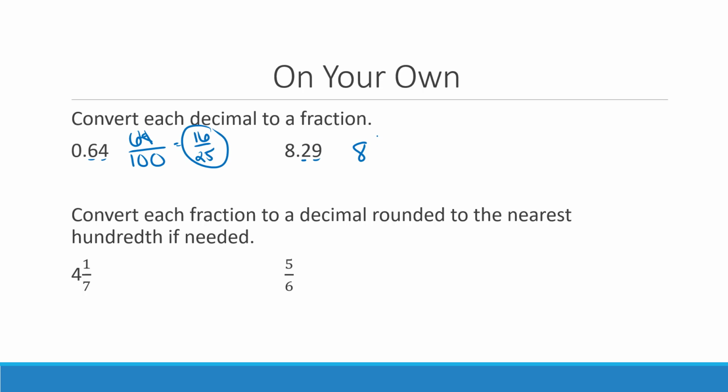0.29, there's 2 numbers behind the decimal, so there's going to be 2 zeros in my denominator. 29 over 100 does not simplify, so 8 and 29 over 100 is going to be my fraction.